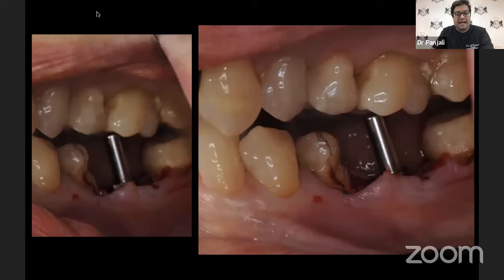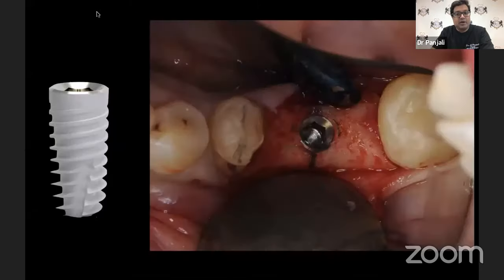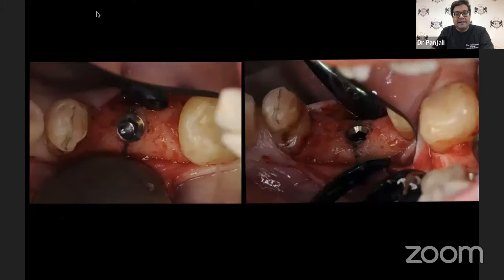And you can see that the paralleling pin is in contact with the largest opposing cusp, which is the mesiolingual cusp. And the pin represents the central fossa of our restoration. So you can see that the central fossa will coincide with, or occlude with, the mesiolingual cusp of the upper tooth. We look at the parallelism, we are pretty good over there. This is the implant placed all the way in.